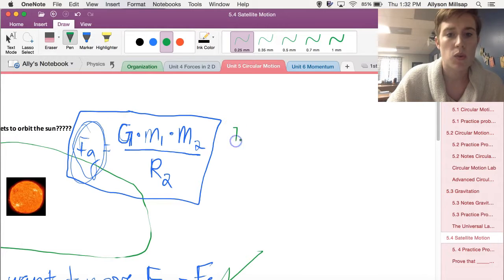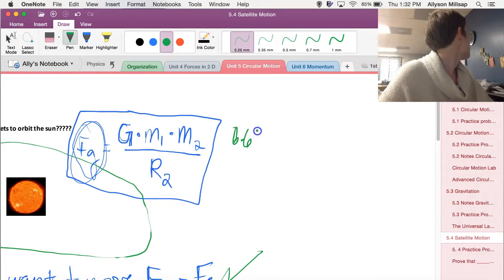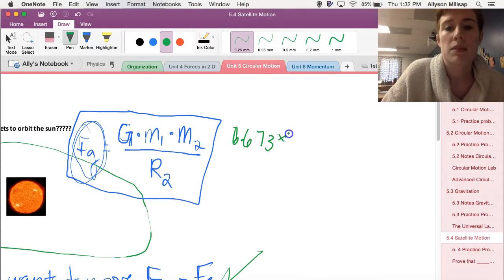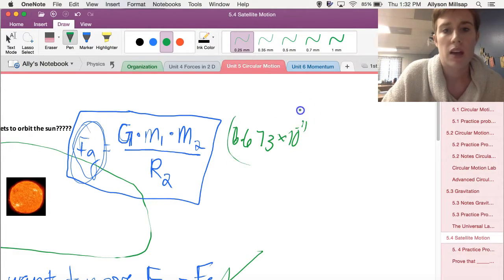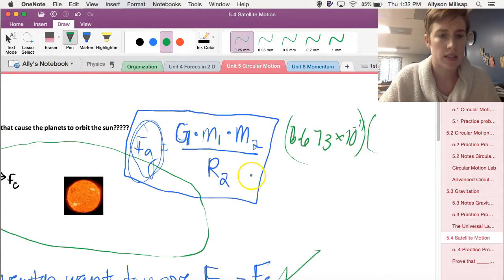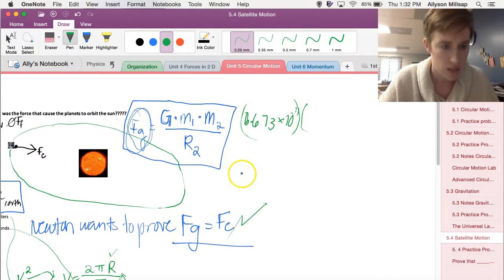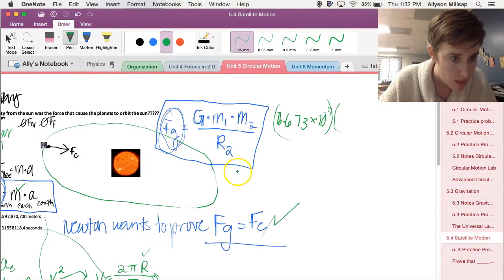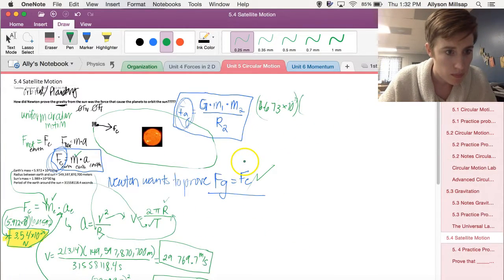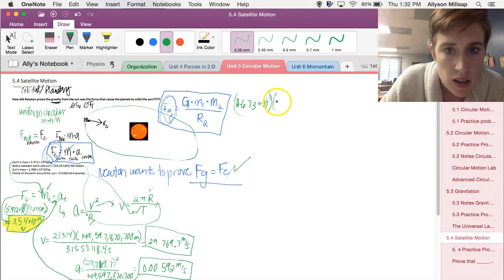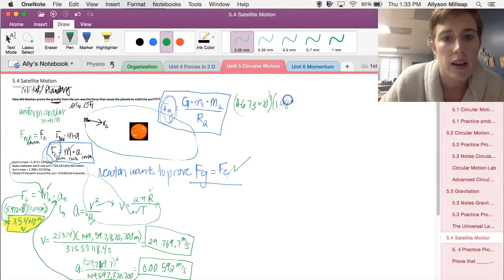So g is always 6.673 times 10 to the negative 11. And then I'm going to multiply it by my two masses. I need to kind of scroll back to see what they are. Okay, the first mass, the sun's mass, is 1.989 times 10 to the 30th. And the Earth's mass was 5.972 times 10 to the 24th.